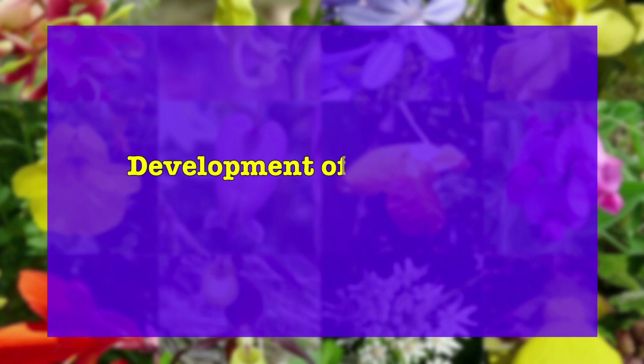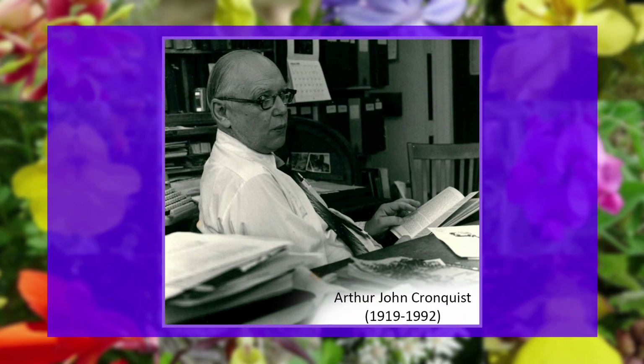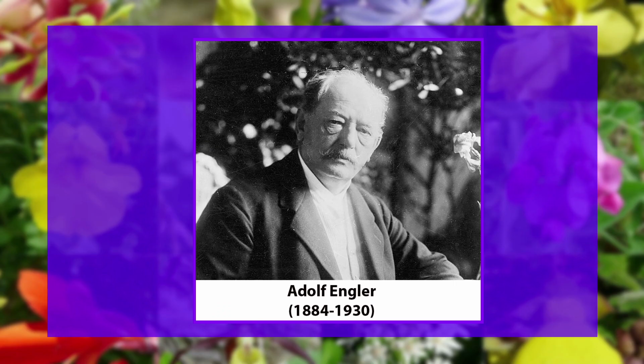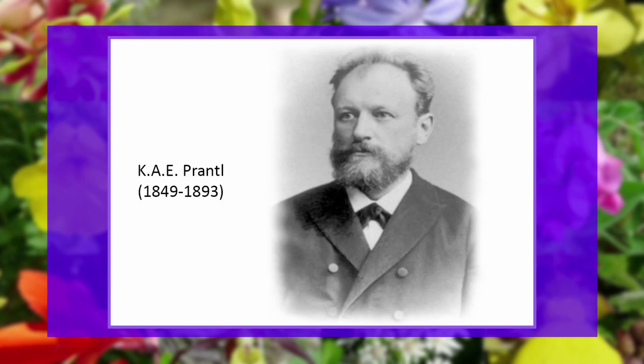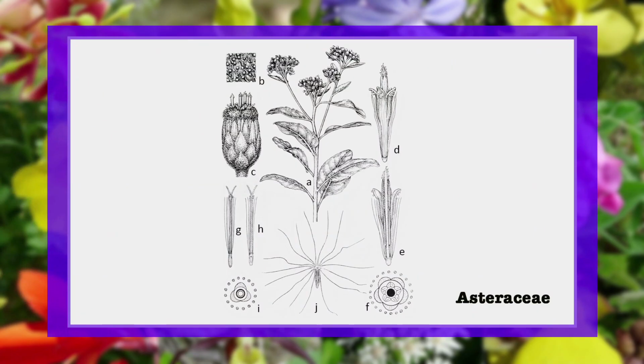Now, let's talk about our fifth objective, that is, to discuss the development of Cronquist's system of classification. While Cronquist was in his mid-30s, he began to question the usefulness of Adolf Engler and Karl Prantl's taxonomic system, laid down in their work Die natürlichen Pflanzenfamilien, the natural plant families, which had been the dominant system since the late 19th century.